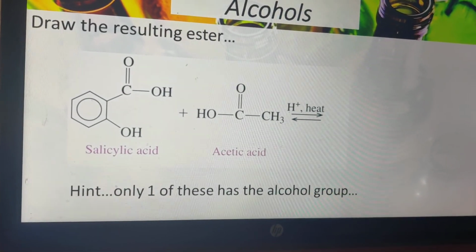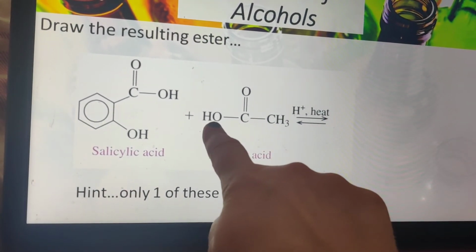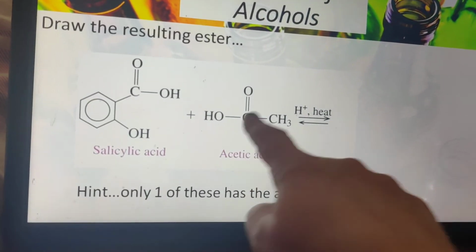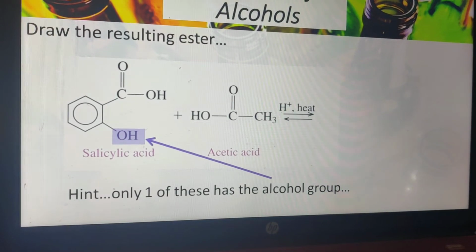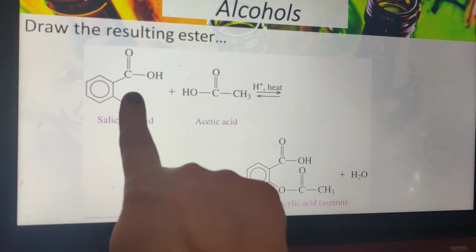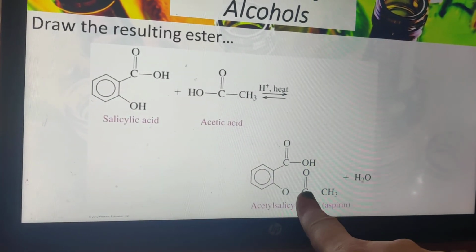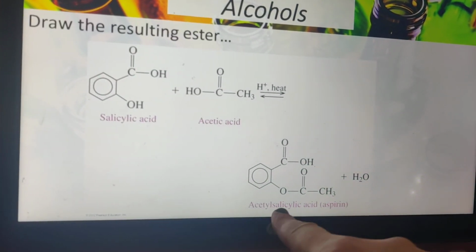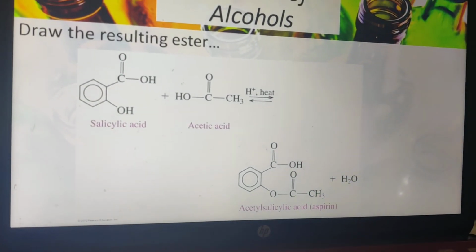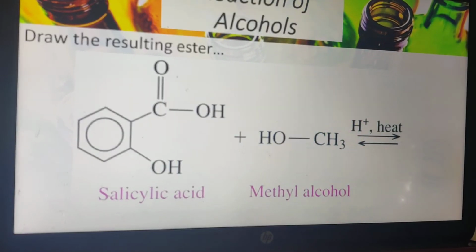This isn't an alcohol group because it's joined to a carbon with a double bond oxygen. So that has to be a carboxylic acid. Okay, so there's the alcohol group. Lost the OH, lost the H, joined on. And that's actually aspirin. So esters are pretty important, worth knowing about.